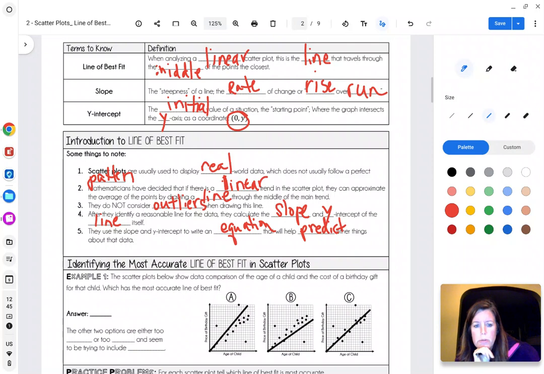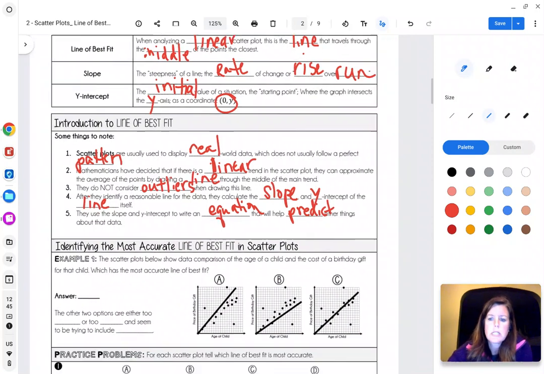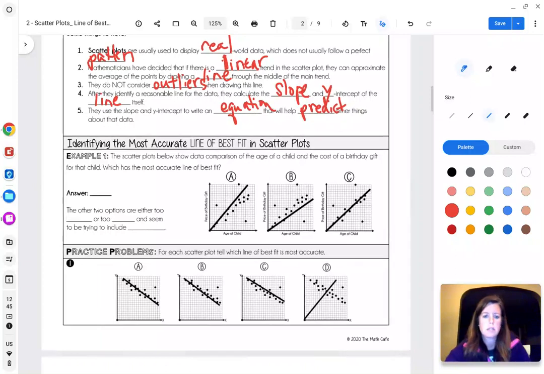Okay, so let's look at some examples. Example 1, this says we've got these 3 different scatter plots showing the comparison of the age of the child and the cost of a birthday gift for that child. I think this was an example in yesterday's notes. The question is, which has the most accurate line of best fit? So I'm going to look at these 3 different ones. This is our line of best fit that somebody drew. It's the exact same data. All 3 of those graphs have the same data. Let's look at these and see which one goes through the middle the best.